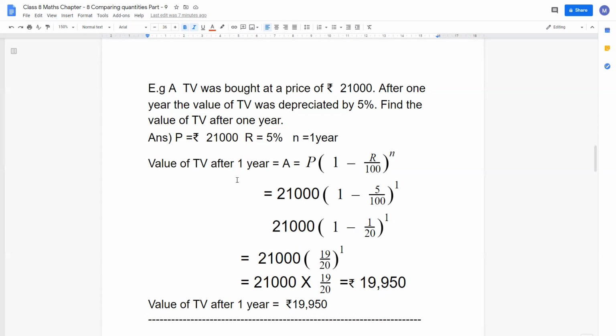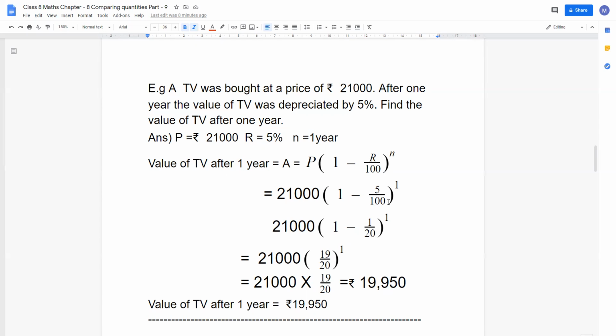So value of the TV after 1 year equal to A equal to the formula for compound interest. See the difference, it is decreasing, so we have to put a minus sign. If it is increasing, we have to put a plus sign here. So A equal to P into 1 minus R upon 100 the whole raised to N. Substituting the values, P is 21,000 multiplied by 1 minus, R is 5.